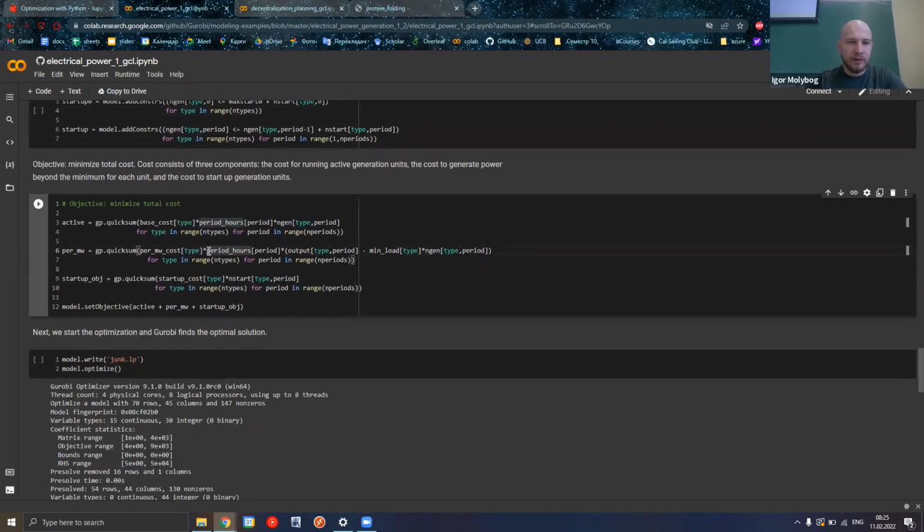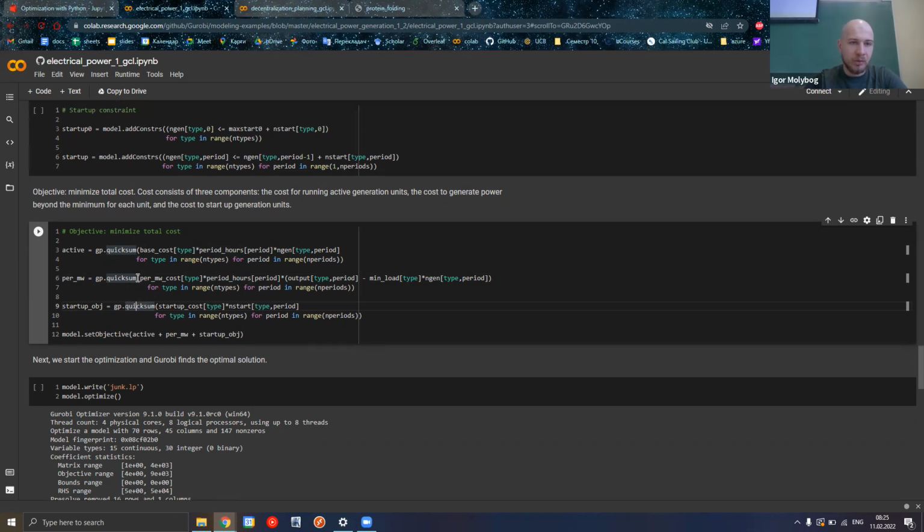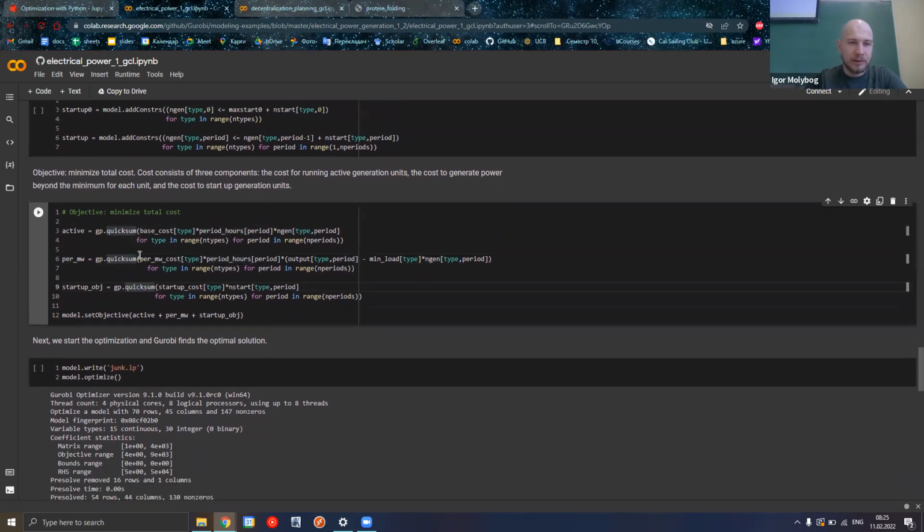Now we would need to define the objective. We are using the quicksum method every time we are defining a summation. So this is an important and a very important method in GurobiPy, I would say, because it allows us to define both objectives and constraints in a very simple manner.